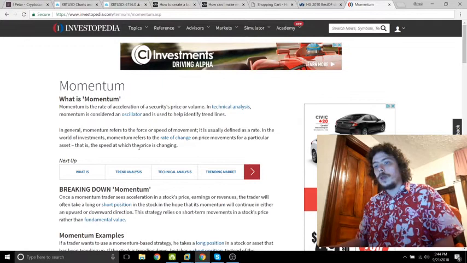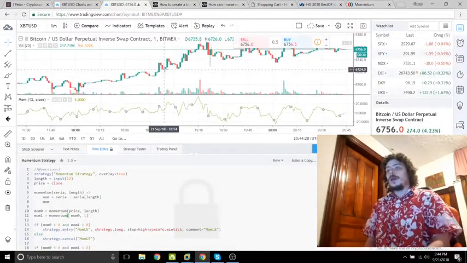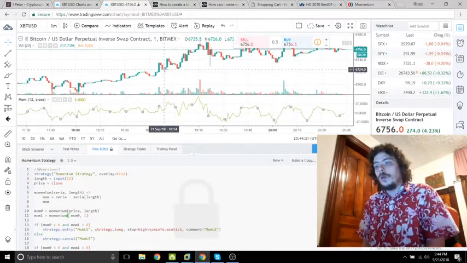We can find out if we go back to the definition. In general, momentum refers to the force or speed of movement. It is usually defined as a rate. In the world of investments, momentum refers to the rate of change on price movements for a particular asset.